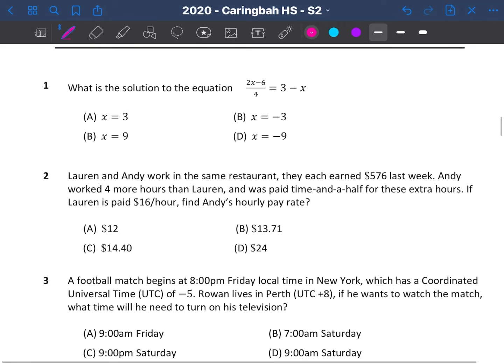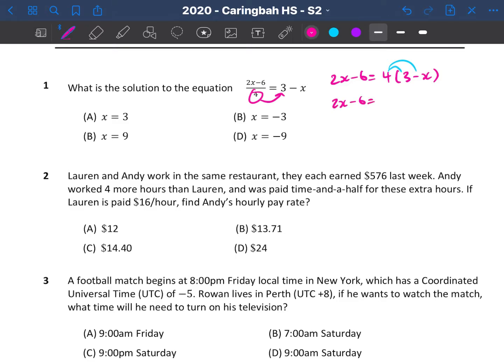Multiple choice, question 1. What is the solution of the equation (2x minus 6) over 4 equals 3 minus x? Okay, so on this side, the 4 is getting divided by, so when I bring it over to this side, it will multiply. So now I've got 2x minus 6 is equal to 4 open bracket 3 minus x. I'm now going to expand this bracket, and we've got 2x minus 6 is equal to 12 minus 4x.